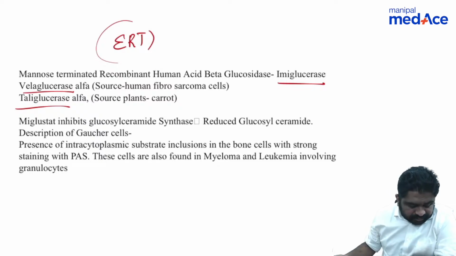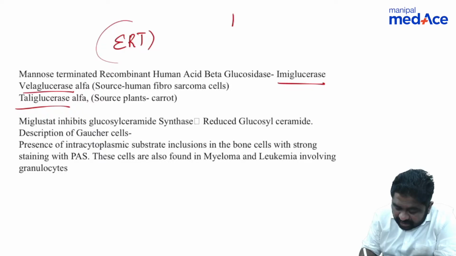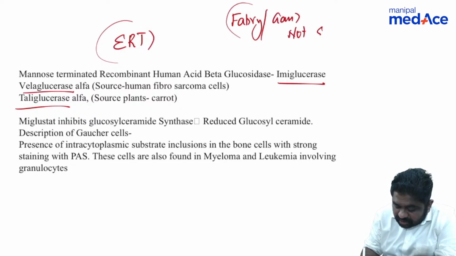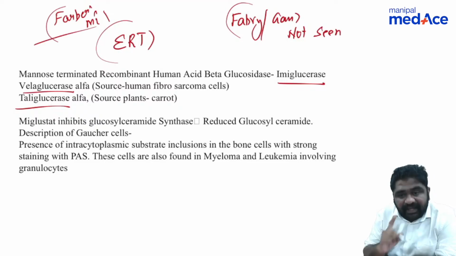In Krabbe's disease, cherry red spot may be seen, may not be seen. Remember, it may be or may not be seen. But in case of Fabry's disease and Gaucher's disease, it is not seen. Some people say in Farber, but no. In Farber's, mucolipidosis, you can see cherry red spot. Okay. Now here, look at this.